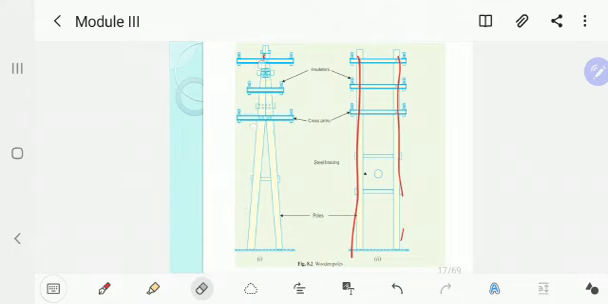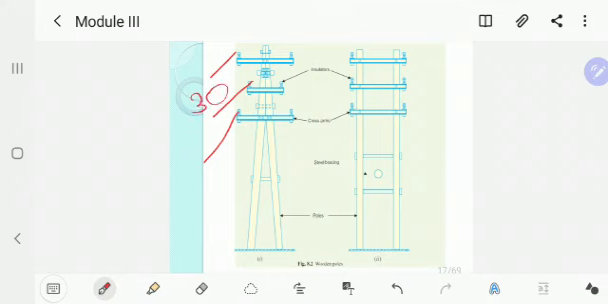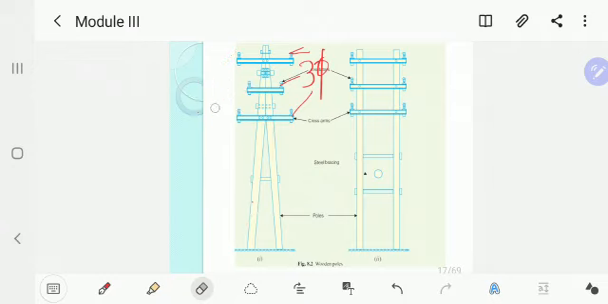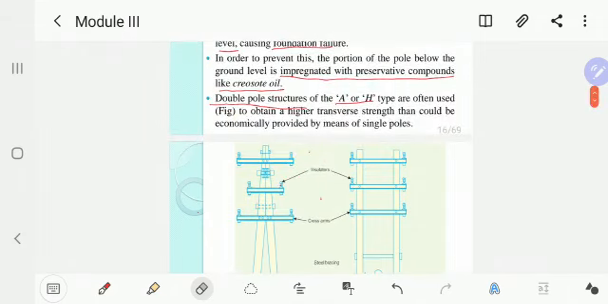The reason we call it a double pole is because it can carry two circuits on the same pole. Here you can see a three-phase can be taken from these three wires, and from the other side of the pole you can take another three-phase, which means this can carry a double circuit. So hope this is clear. The A type as well as the H type of wooden poles can carry double circuits, and we call them double pole structures.